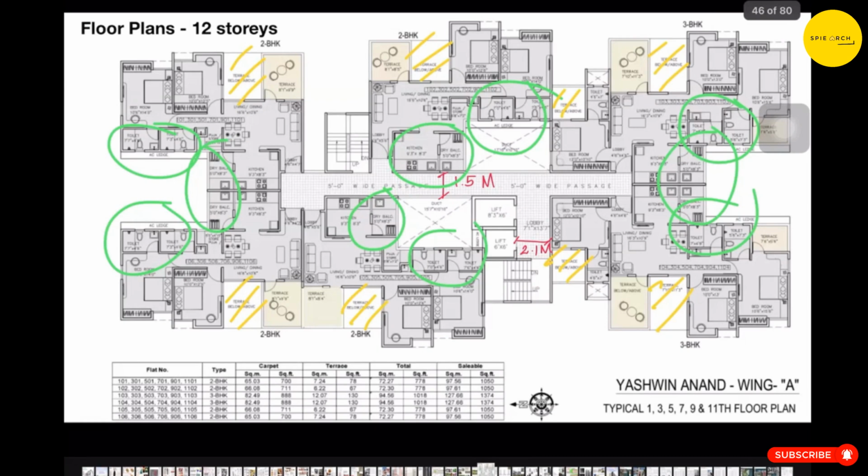So was it possible for him to design it in another way? He might have tried with that exercise, and then finally he thought that this elongated planning is the only planning which is possible on this site.